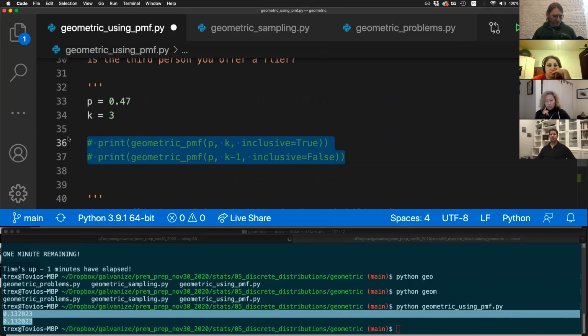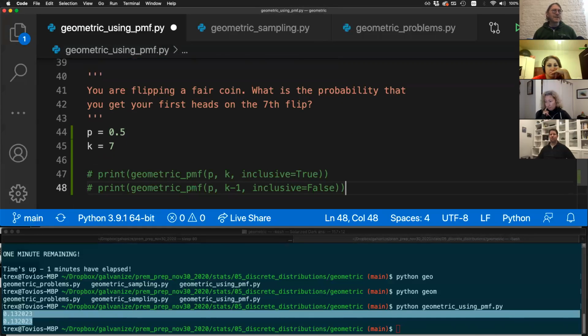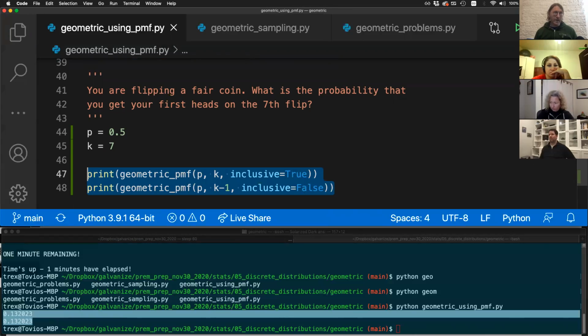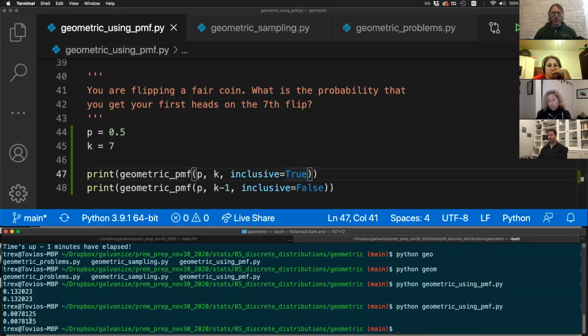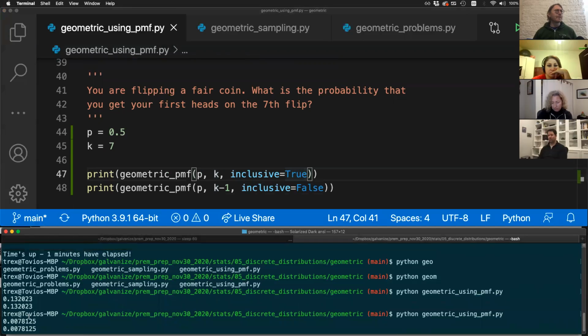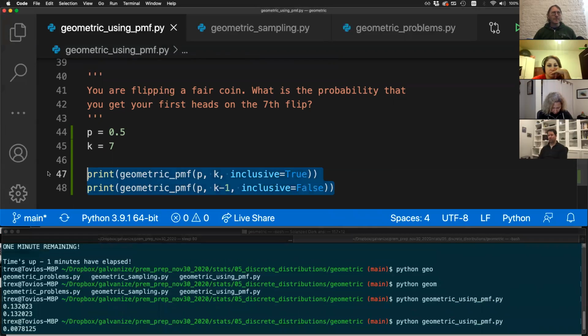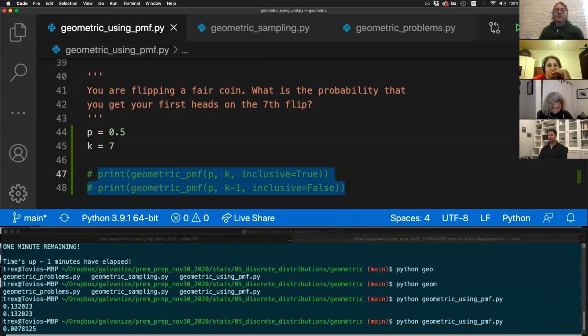I'm just going to copy this as it is. This will work as it is. If it's inclusive, then we're just using K. If it's exclusive, well, K should be 6, right? Because there are 6 failures before the first success. And when we run this, it looks like there's consensus, 0.0078 roughly. Okay, so let me address these questions. Can I explain really quick, when inclusive is false, I'm passing in k-1.